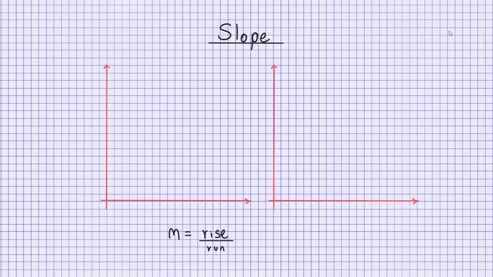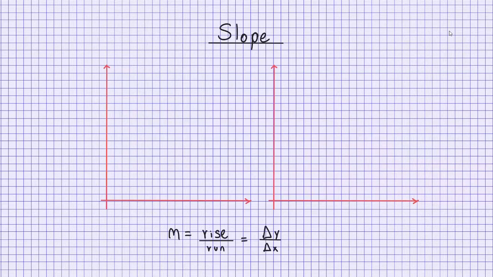Now, how can we understand this? The rise is how much it changes vertically, and the run is how much it changes from one point to another horizontally on a line.